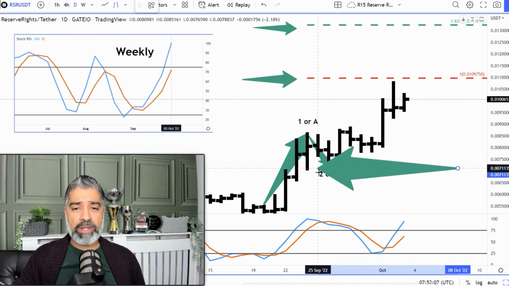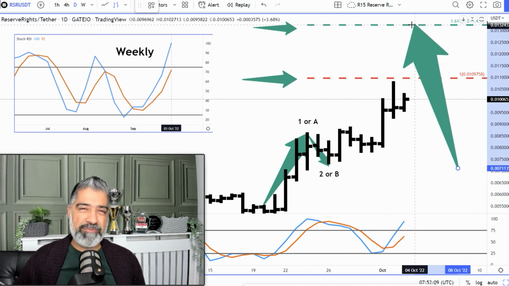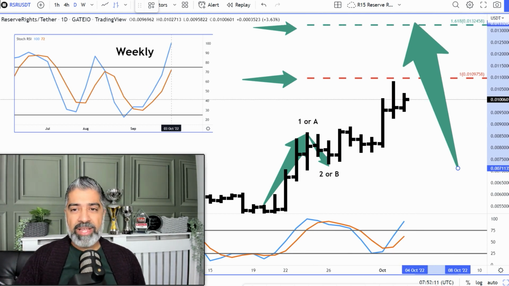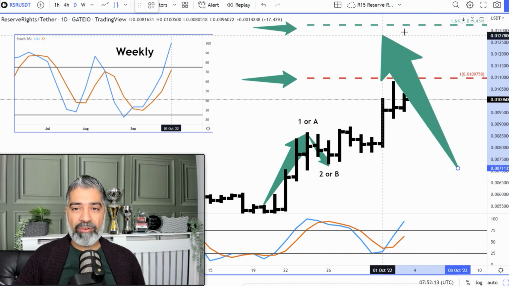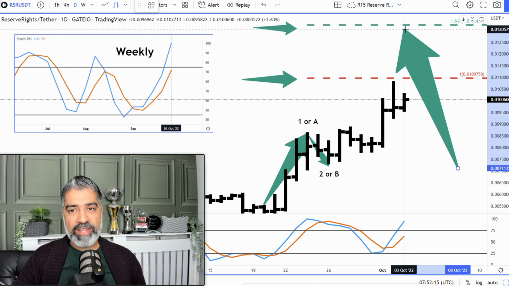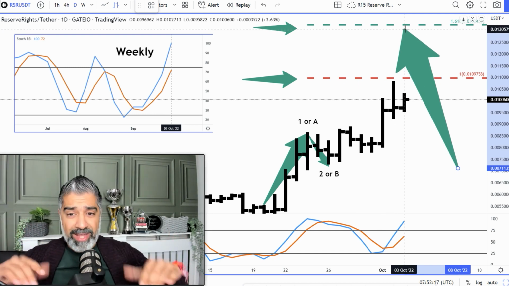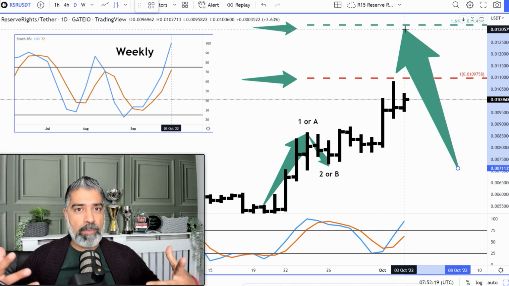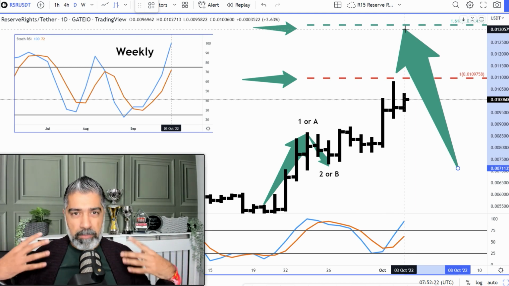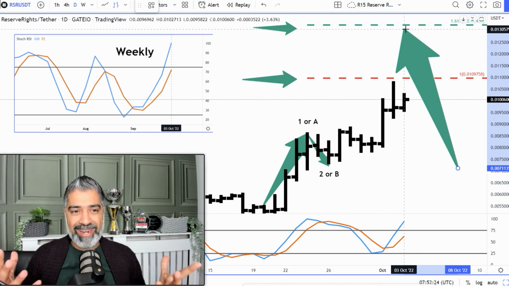Whereas if it was a 1, 2, 3, wave 3s tend to be very impulsive, very aggressive. So this is the likely price target for Reserve Rights, RSR token. And this is what you want to be doing when you're looking at your market. You want to have a mechanical, methodical way of analyzing the data.